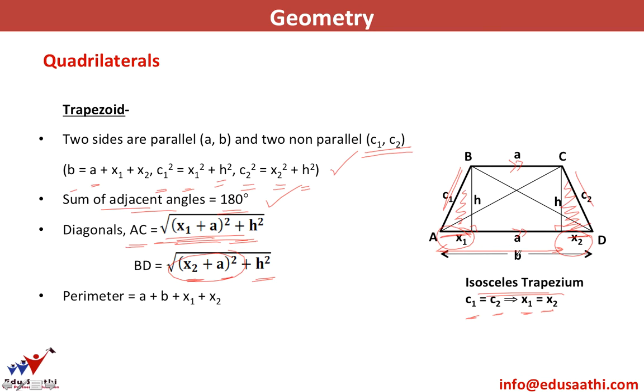The perimeter of a trapezoid is given by the sum of all the sides, which is A plus B plus C1 plus C2. It should not be x1 and x2. Sorry, there's a typo. It should be C1 and C2. So it should be A plus B plus C1 plus C2 as the perimeter. And area is given by half into sum of parallel sides into height. This area has been derived by breaking it into two triangles and adding up the area of the two triangles. So it is half into sum of parallel sides into height. That will give me the area of a trapezoid.